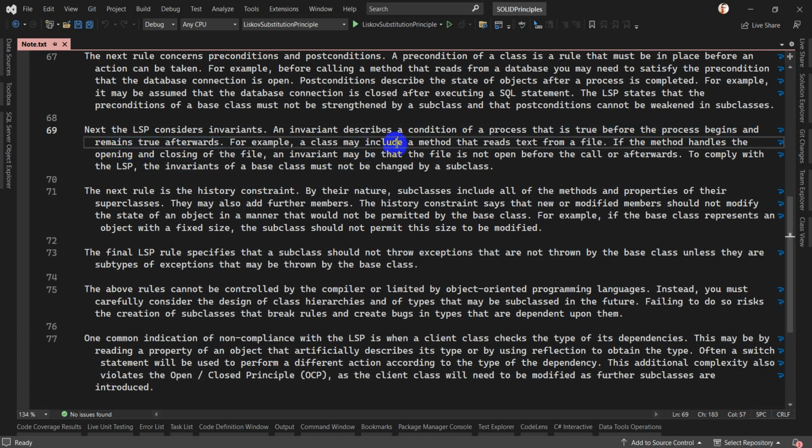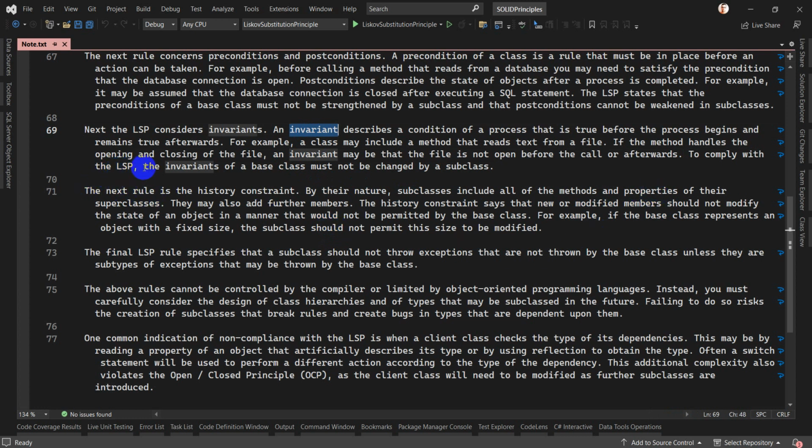For example, a class may include a method that reads text from a file, right? So we have a class and we are reading from a file. If the method handles the opening and closing of the file, an invariant may be that the file is not open before the call or afterwards. So suppose that a method is reading from a file. Before the method starts, the file is closed, then the file gets opened, the content is read from the file, and after the method is done, the file will be closed again. So the invariant is that the file is always closed, right? Before the operation and after the operation.